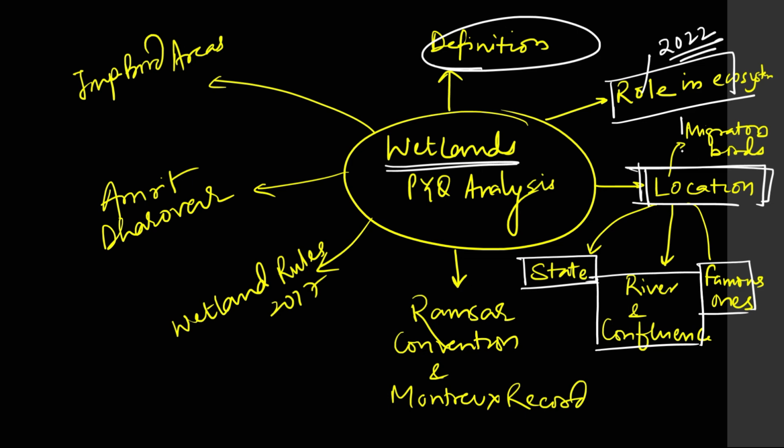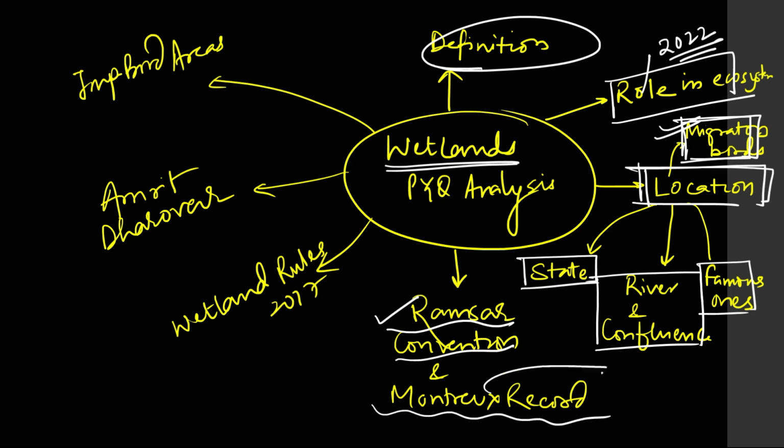Next, they can ask you questions on migratory birds also. They have not yet asked, but they can. Most of you must know that wetlands are very important as a habitat for migratory birds. Next, the international convention regarding wetlands, which is the Ramsar Convention. Here you should also prepare the Montreux record. UPSC has already asked a question on the Montreux record.